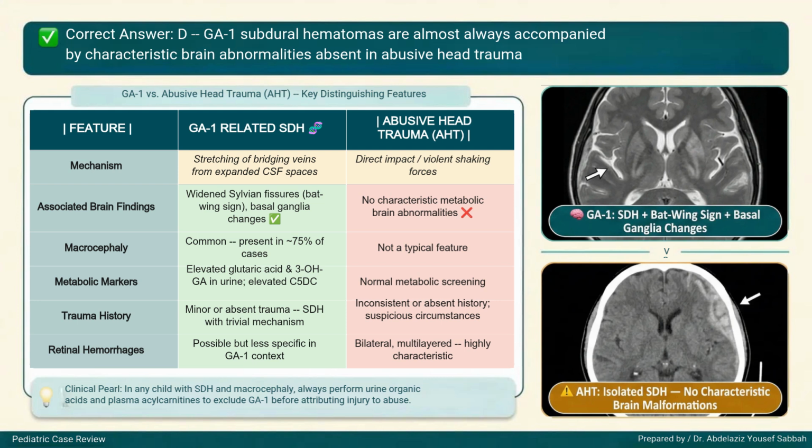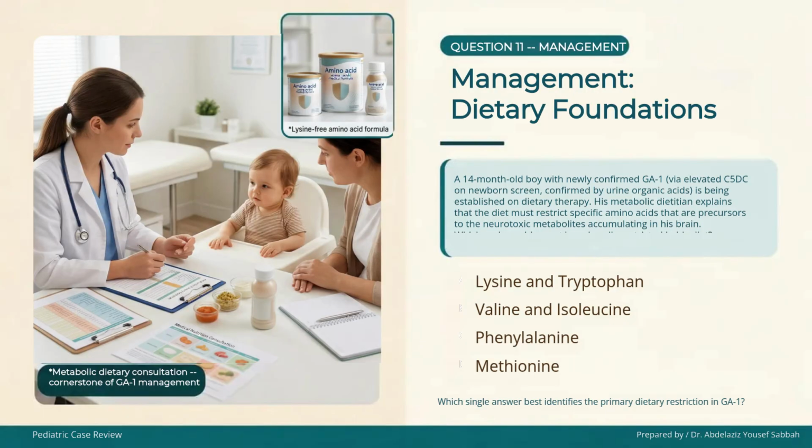Case 11. A 14-month-old boy with newly confirmed Glutaric Acidemia Type 1 via elevated glutarylcarnitine on newborn screen confirmed by urine organic acids, is being established on dietary therapy. His metabolic dietitian explains that the diet must restrict specific amino acids that are precursors to the neurotoxic metabolites accumulating in his brain. Which amino acids must be primarily restricted in his diet?